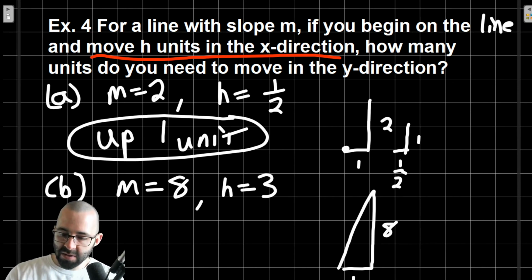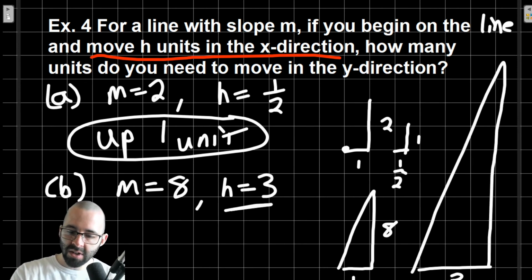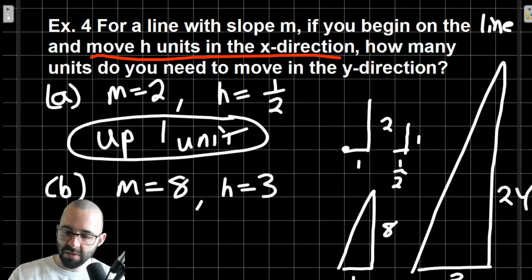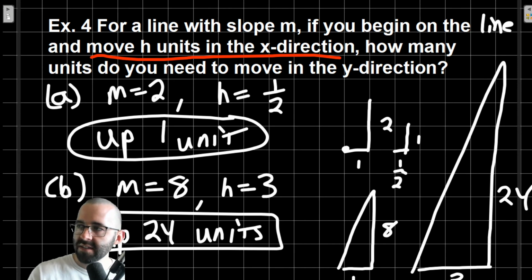But again, what this problem is really asking you is what happens if we move right 3 units? Well, if you move right 3 units, and I know it's getting cut off a little bit, you're going to need to go way higher, right? If you move right 3 units, you're going to have to go 3 times as high, which is going to be 24. Okay. You'll have to go up 24 units here. And that's how you approach these problems.